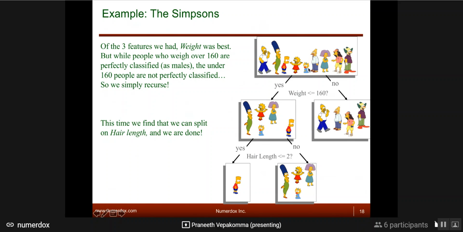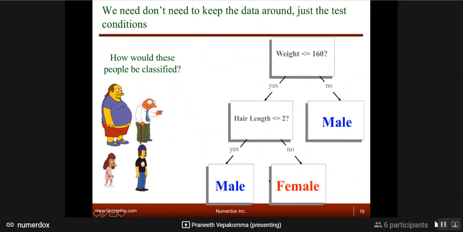Your classification is: if weight is less than 160, then go here, and if weight is less than 160 and hair is less than or equal to 2, then it is male. If hair is not less than or equal to 2, then it is female. Now you have perfect classification. So with information gain, you chose weight, and then split based on 160. Then the next best information gain is hair length, and your split was based on that. This is a random forest. Okay, this is a good cartoon example.